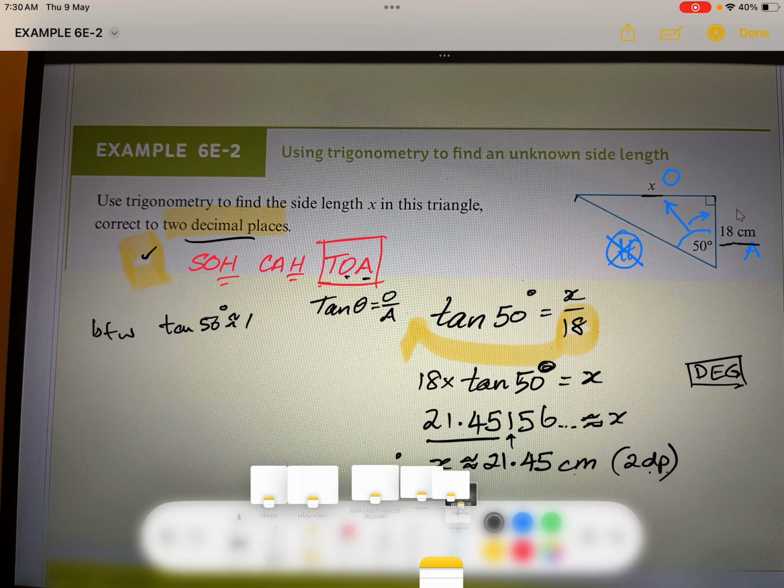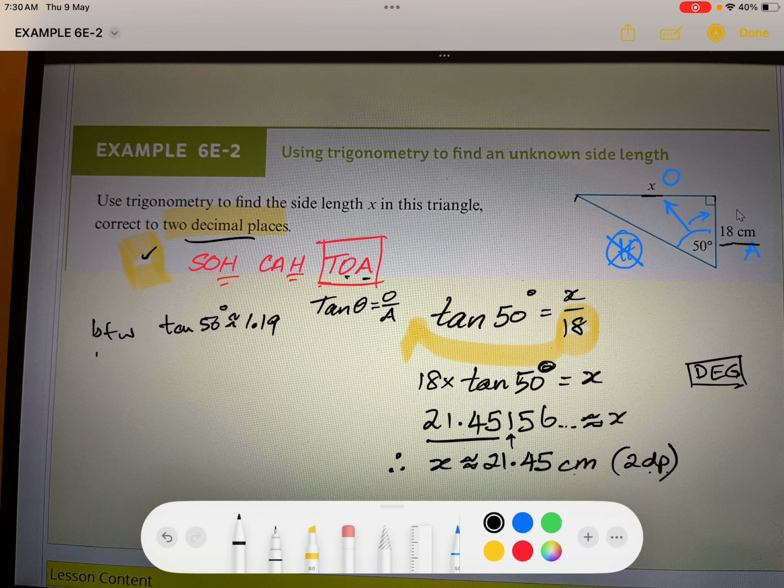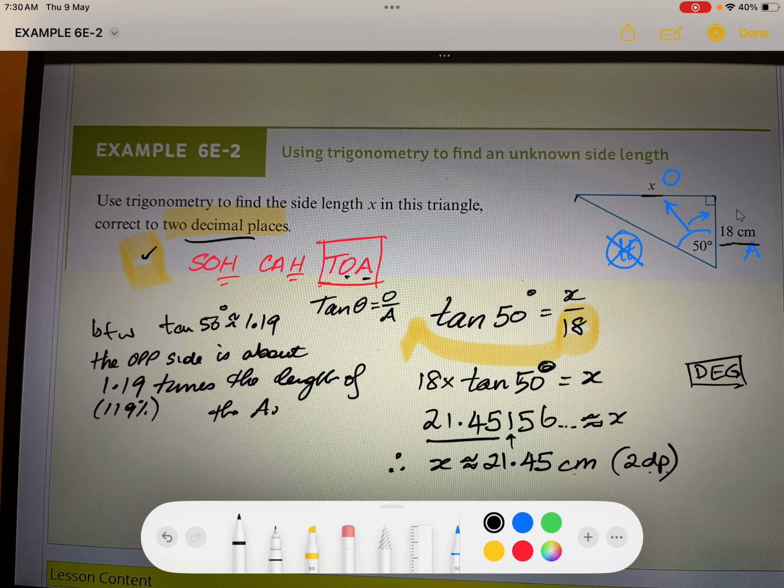If tan of 50 is about 1.19, that means the opposite side, because it's opposite over adjacent, is about 1.19 times the length, or 119% of the length of the adjacent side. So 119% of 18 turns out to be 21.45 centimeters.